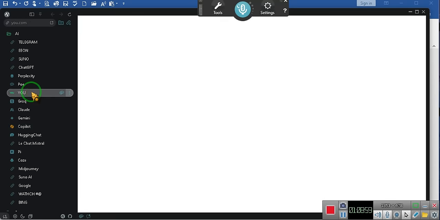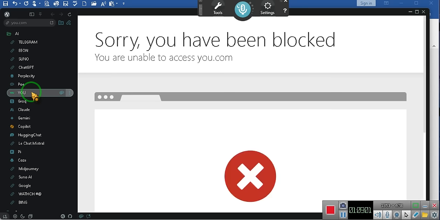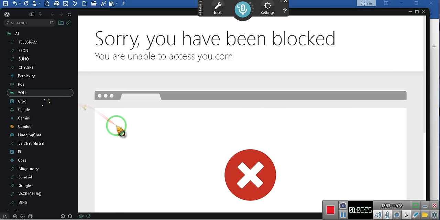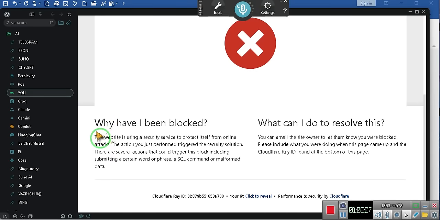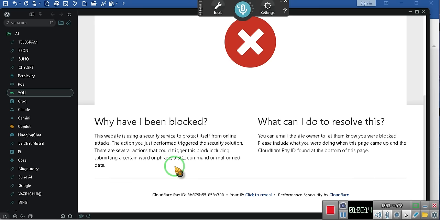Hey, you got what I need. Sorry, I've been blocked. You've been blocked. The website is using a security feature to protect itself from online attacks. It doesn't like my VPN. Oh, no. We don't use a VPN.